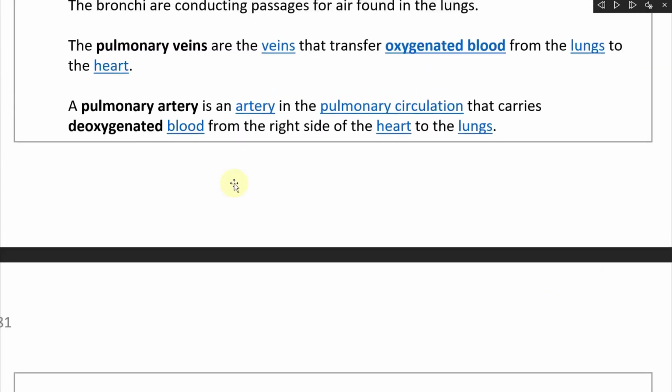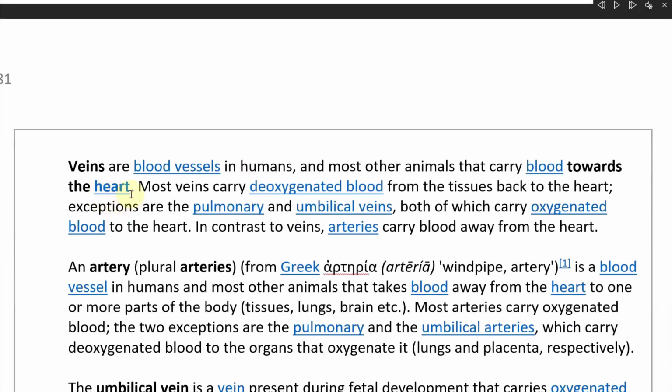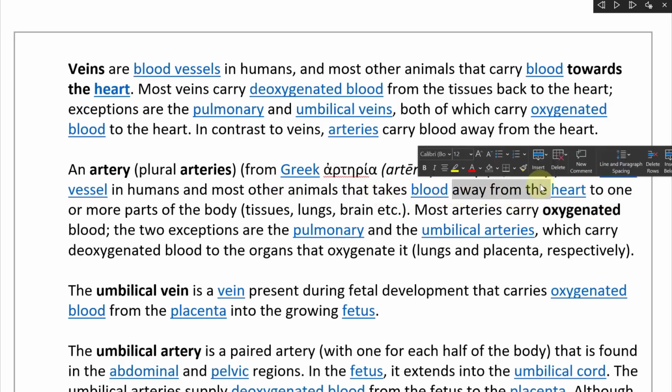Yeah, so just to illustrate here. A pulmonary vein is from the lungs to the heart, but it's oxygenated. But most of the body ones are sending deoxygenated blood back to the heart. And then artery right here, plural arteries. From Greek arteria, or windpipe, an artery is a blood vessel in humans and most other animals that takes blood away from the heart to one or more parts of the body, tissues, lungs, brains, etc. And most carry oxygenated blood, but they're not defined that way, they're defined as blood away from the heart.